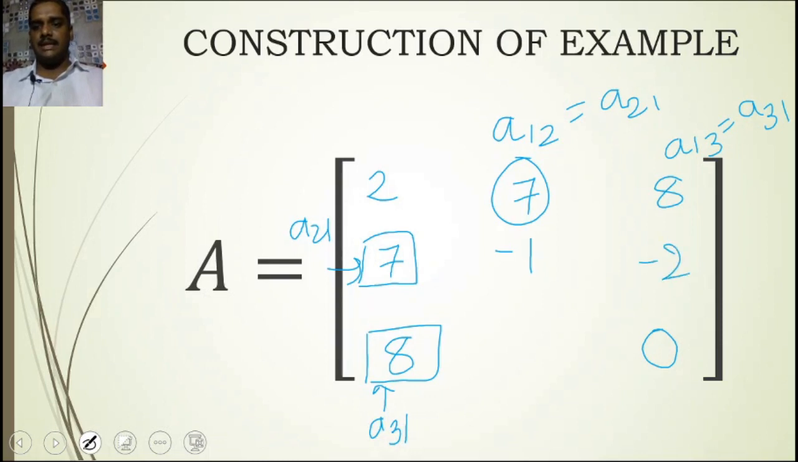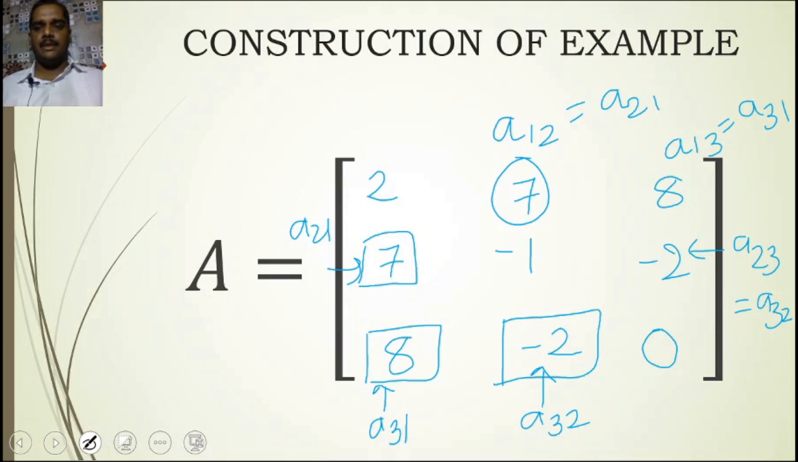Suppose I put -2 here. The cross diagonal entry of this -2 is here. So I should put -2 over here. This is your a23, and according to the condition a23 will equal a32. So I should put a32 the same, and this is nothing but your a32. And this is how you construct an example of a symmetric matrix.